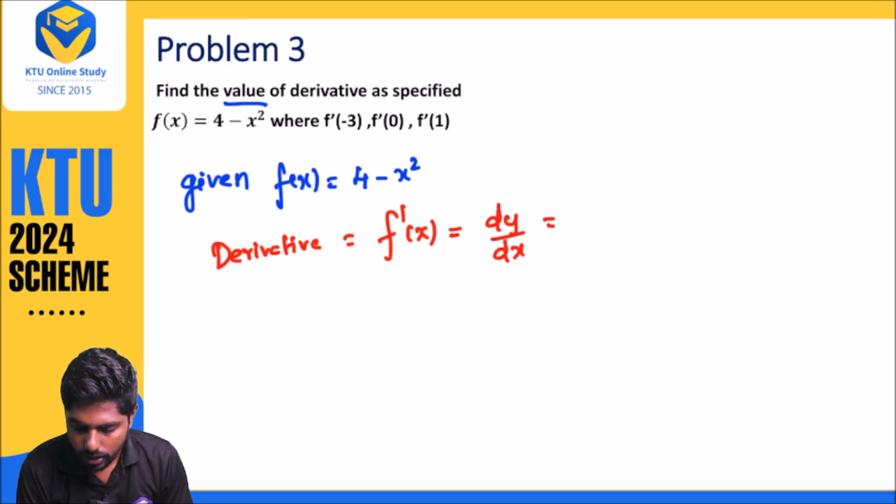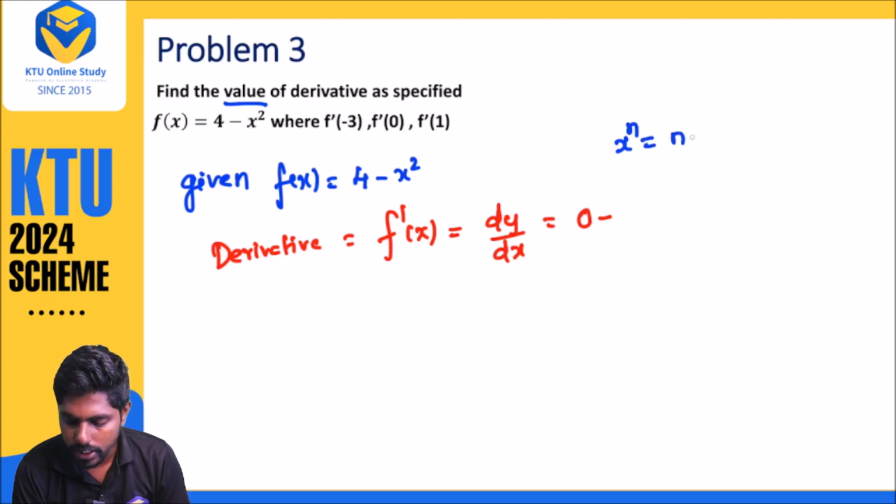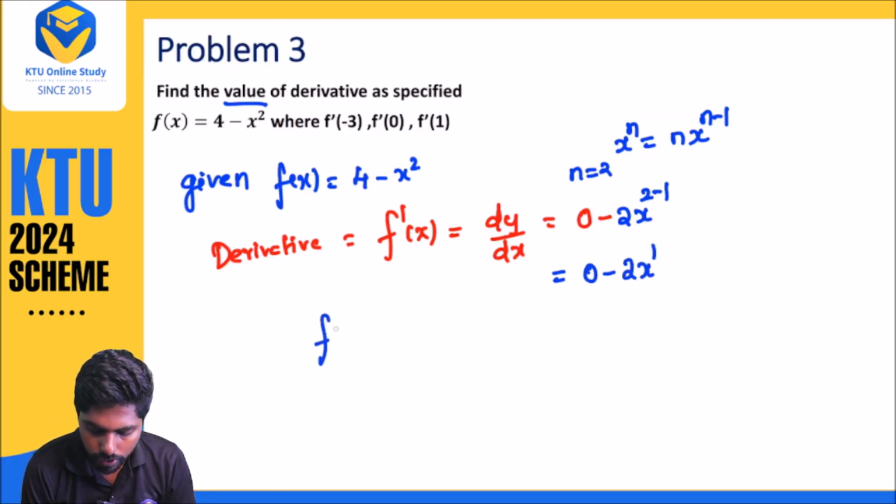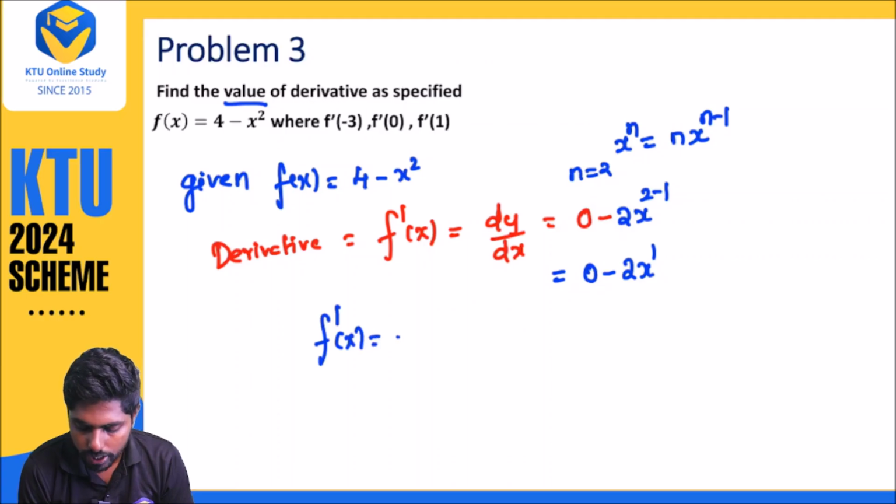When we are differentiating, the constant term will become 0 minus. We know the formula. What is the formula? X power n, when we are differentiating, is n into x power n minus 1. So what will happen? What is n here? Here n equal to 2. So what will happen? 2 into x power 2 minus 1. So what is our answer? Nothing but 0 minus 2 into x power 1. So f dash of x is equal to minus 2 into x power 1.